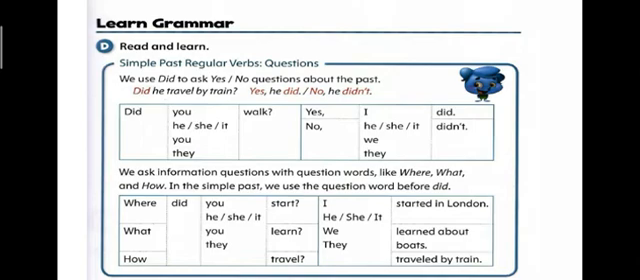But I cannot answer these questions with yes or no. The answers cannot be yes or no if I use the WH words where, what, how. Okay? Where did you start? What did you learn? How did you travel? I started in London. What did you learn? I, or we, or they learned about boats. How did she travel? She traveled by train. I hope you get that very well. That's a piece of cake.